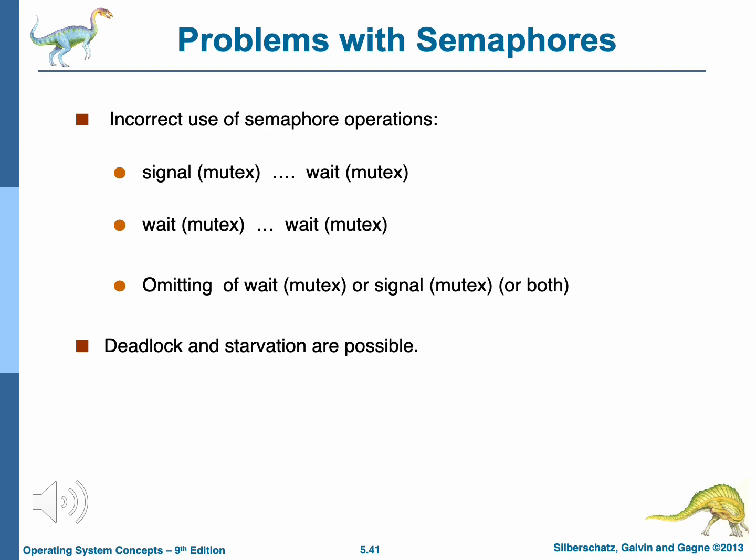These examples illustrate that various types of errors can be generated easily when programmers use semaphores incorrectly to solve the critical section problem. Similar problems may arise in the other synchronization models discussed later. To deal with such errors, researchers have developed high-level language constructs. In this section, we describe one fundamental high-level synchronization construct, the monitor type.